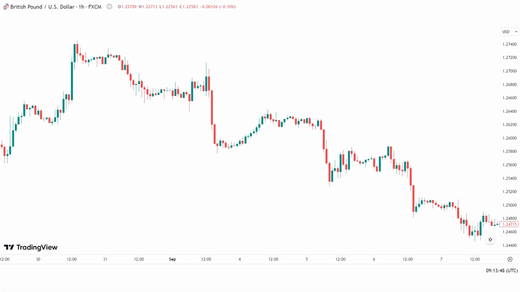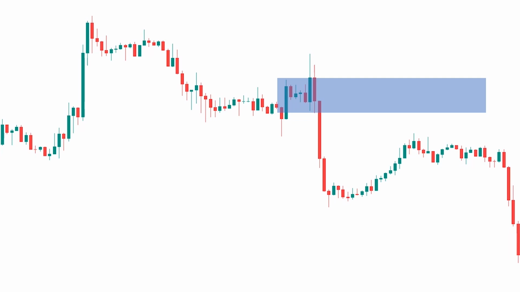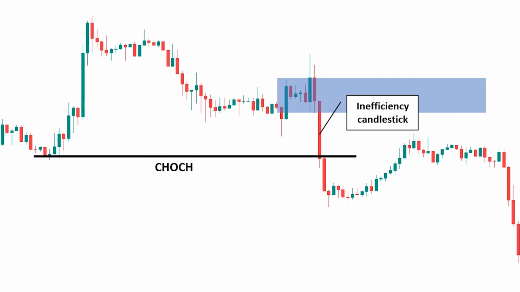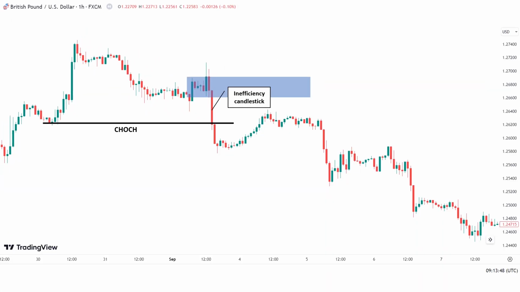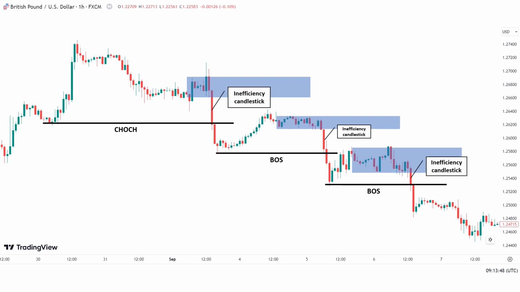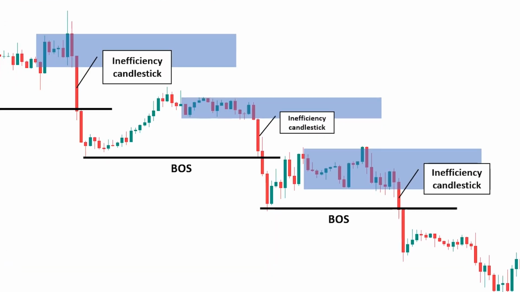Now an example for the downtrend. Here is a supply area that we want to check for validity. As is clear, after this area an inefficiency candle is formed, which is the first factor of validity. And the important thing is that this candle led to a change of character. Therefore, it has the second validity factor. And after that, we see that two other supply zones have occurred, and both of them have all the conditions of a valid supply area.